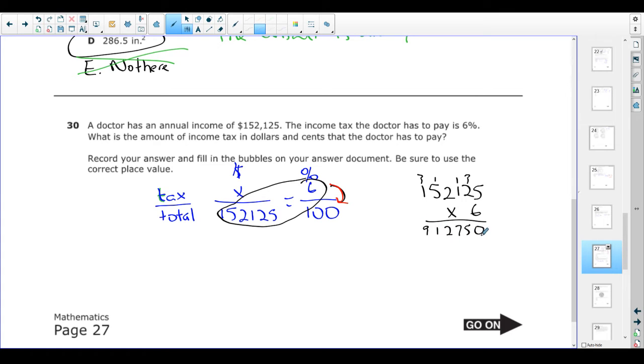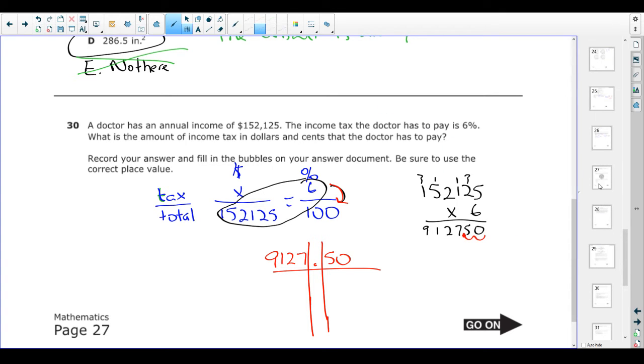we said if you're dividing by 100, we just take the decimal and move it back two places. So how much does he have to pay in income tax? He would pay $9,127.50. Okay, and you would bubble it in just like that. And these are the easiest ones to bubble in because you need the 2 decimal places, so you just have to not screw up. Right?